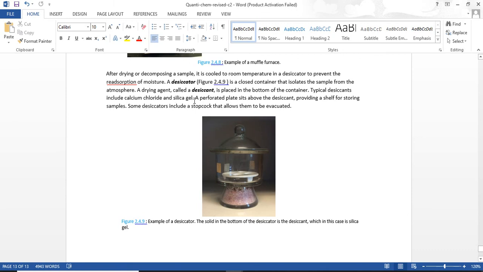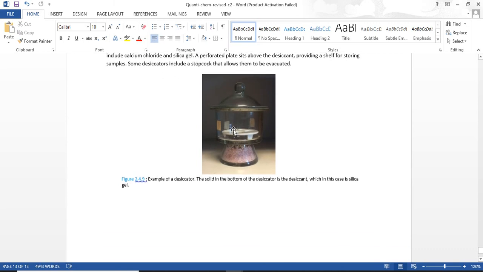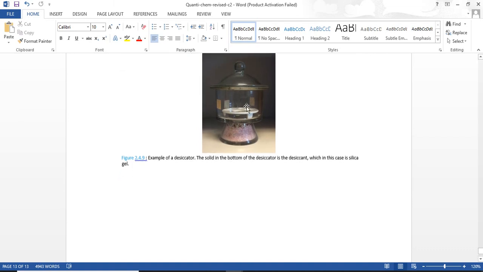Kaya a drying agent called your desiccant, okay, is placed at the bottom of your container. Okay, the typical desiccants include calcium chloride and silica gel, and a perforated plate sits above your desiccant, providing a shelf for storing samples. Some desiccators include a stopcock which allows them to be evacuated. Your stopcock is the mga cork. Okay, kita nyo na sa wine na bilang sa iyang takop na balas ng wine. So, amo man na. Okay, para mas stilyado siya.